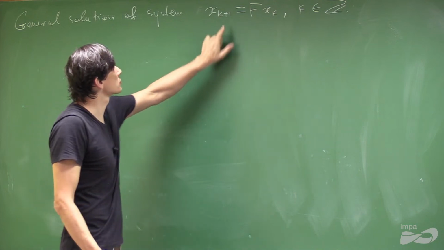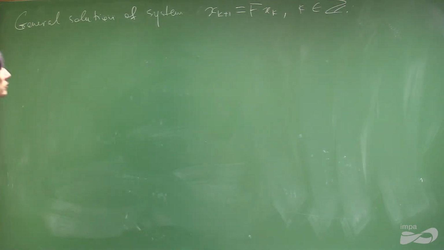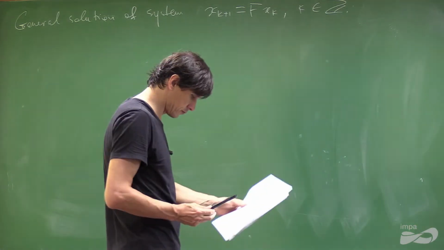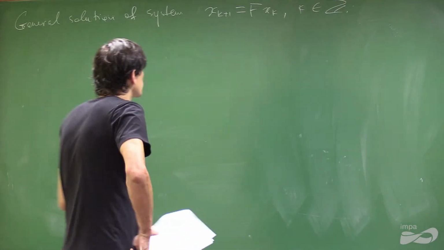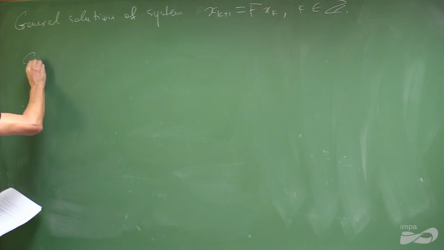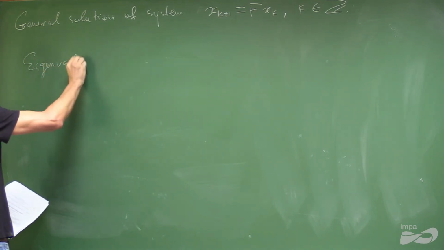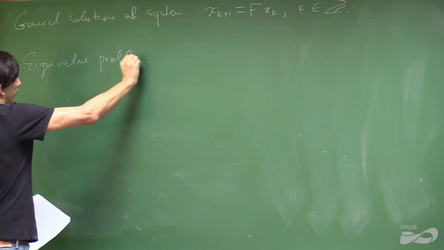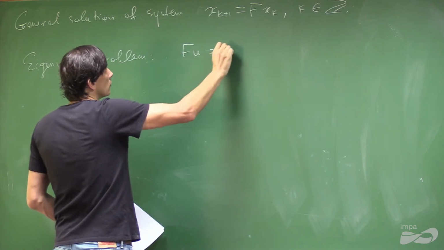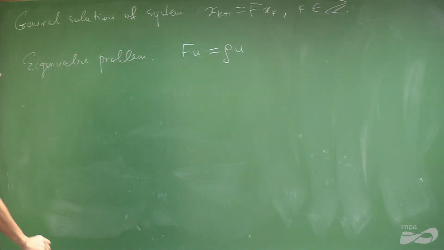You already see that this is a system with a matrix, and we already used that systems related to this matrix can be solved through the linear system, can be solved using eigenvalue problems. This is what we will be doing. So let's write the eigenvalue problem: F u = rho u, where we call the eigenvalue rho. So this is the eigenvalue problem for the matrix F.